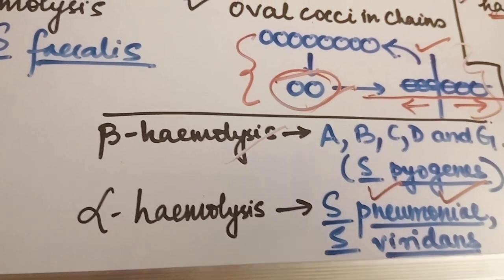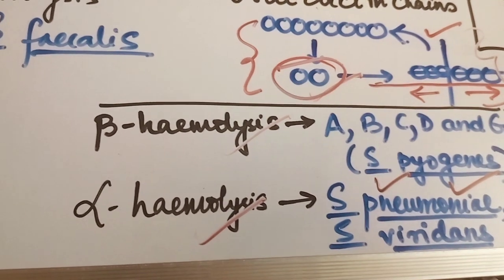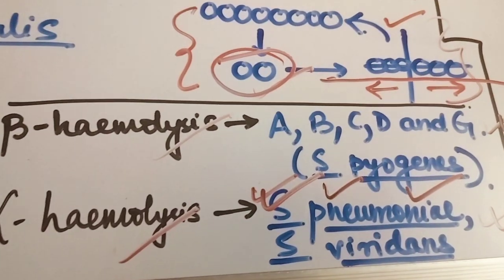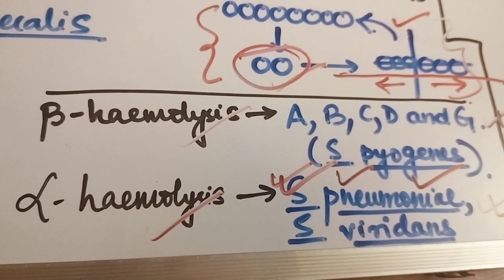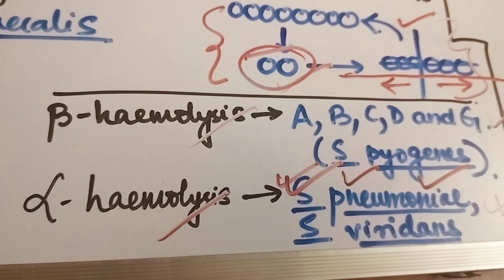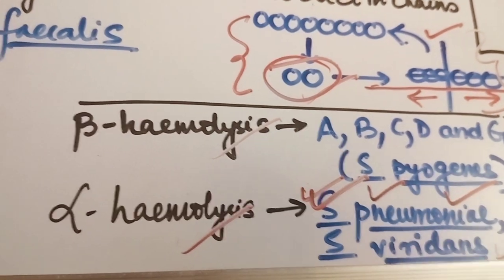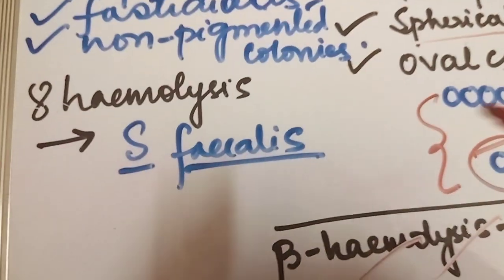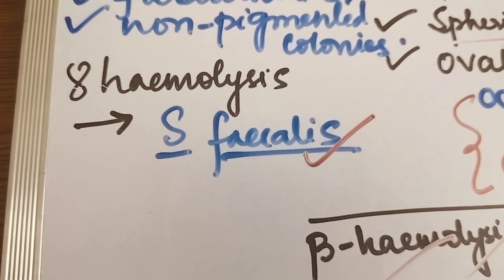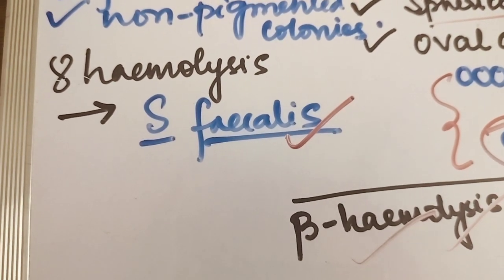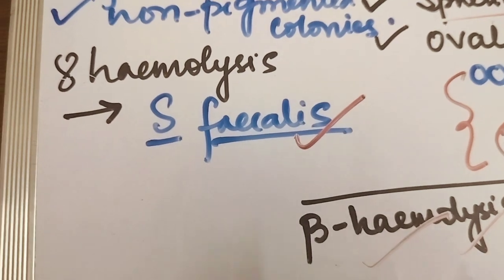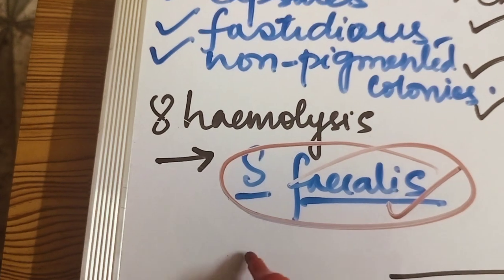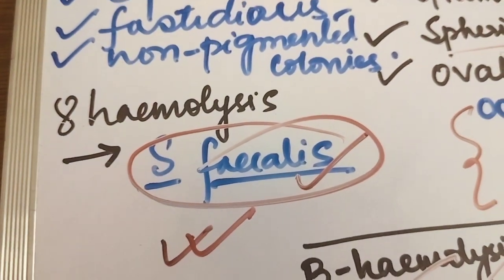Next is alpha hemolysis, which is partial hemolysis, and I think all of you are acquainted with this pathogen, Streptococcus pneumoniae, the causative agent of pneumonia. It's a very common disease. Also Streptococcus viridans. So, beta hemolysis, gamma hemolysis. Moving on to gamma hemolysis, which is actually no hemolysis. If it is Streptococcus faecalis, you will have no hemolysis if you grow it in blood agar.